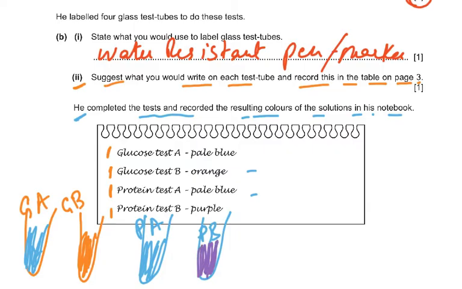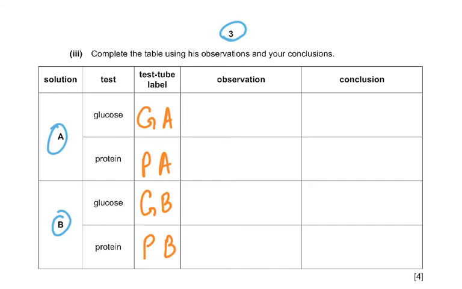Now think, when glucose is not present, there's no reducing sugar. It's a blue color. When protein is not present, it's a blue color. If it's orange, that means glucose is present. If you do a protein test and it's purple, P for purple, P for protein, P for present. So purple, protein, present.